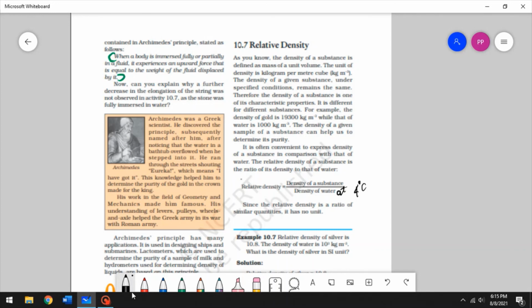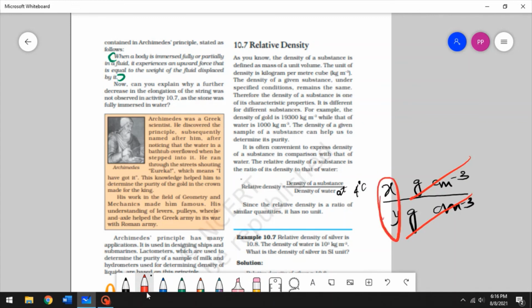How is that? Density of a substance is mass per unit volume, so it could be grams per centimeter cube or kilograms per meter cube, it doesn't matter. I'm just going to go with grams per centimeter cube. That is the density of a substance, x grams per centimeter cube. Density of water is y grams per centimeter cube, let's say. Alright, so grams per centimeter cube get cancelled, and this is a ratio that remains, which is why relative density has no units.